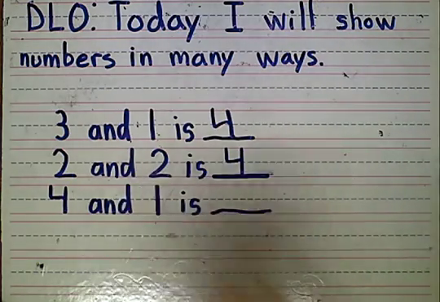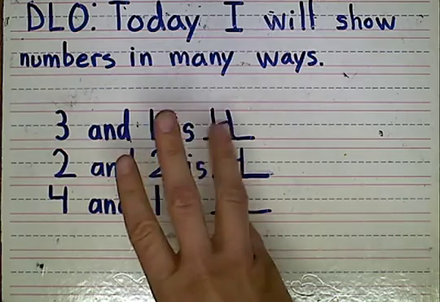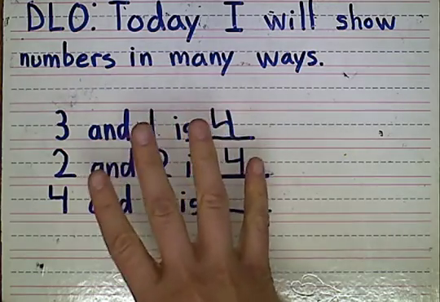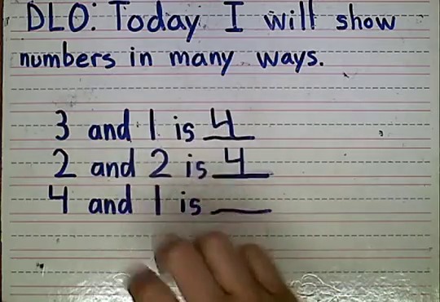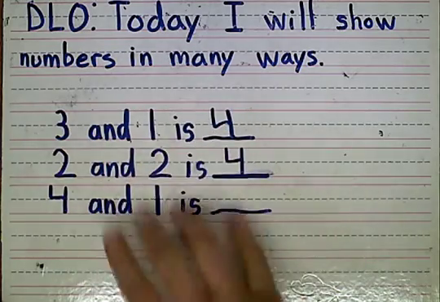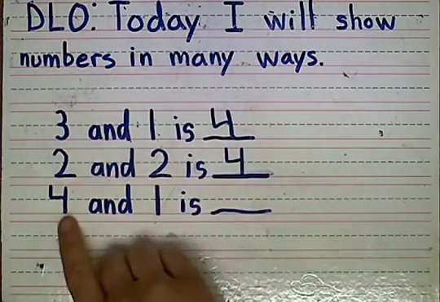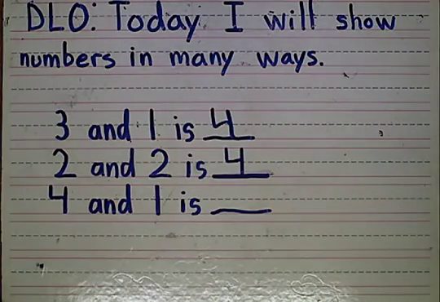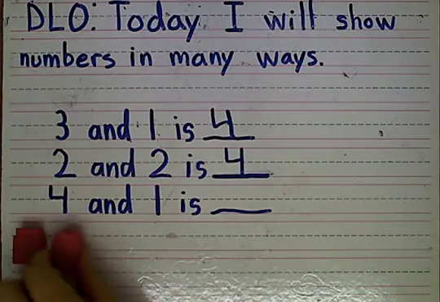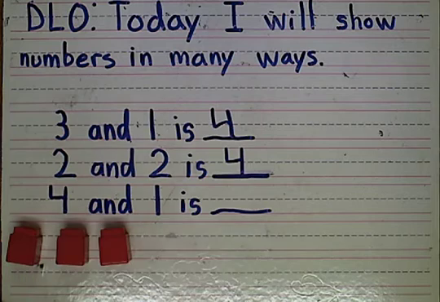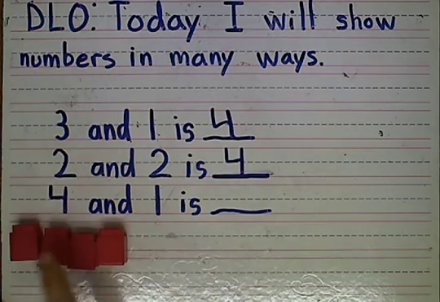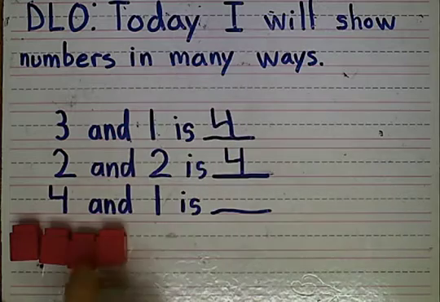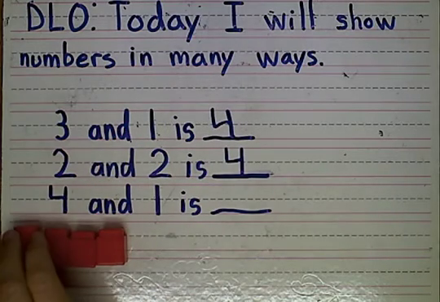Let's count that on our fingers. 1, 2, 3, 4. That's one way that I can show a number on my fingers. Our fingers are our best manipulatives because they're always there for us. 1, 2, 3, 4. Let's build it with our cubes. Count with me. 1, 2, 3, 4. So that represents my 4. So I have a number 4 in cubes.